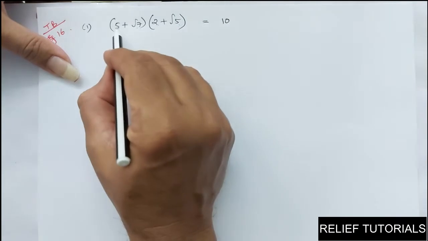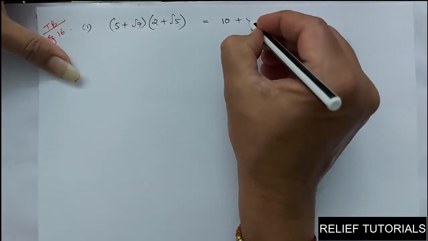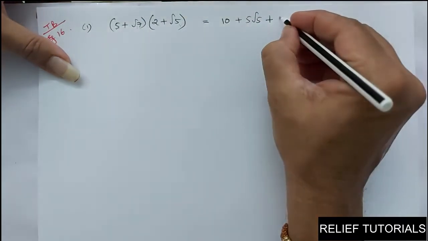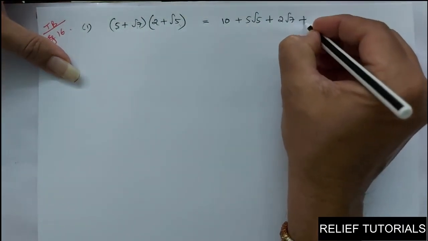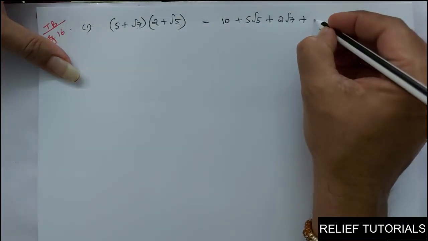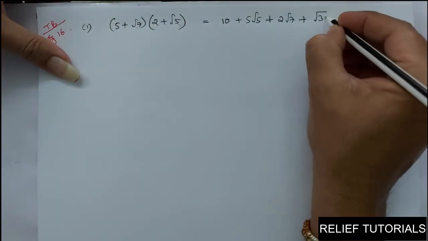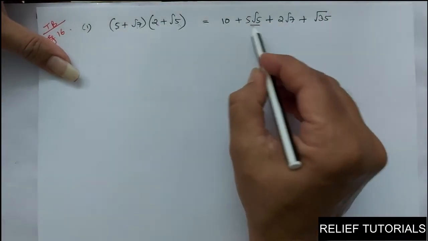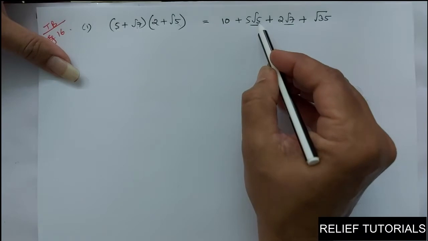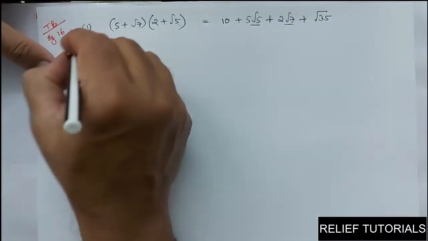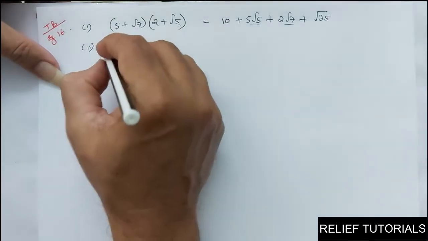5 into 2 is 10. Then 5 into root 5, so plus 5 root 5, plus root 7 into 2, so 2 root 7, plus root 7 into root 5. Root 7 into root 5 is root 35. Here you see this is our answer. These are not like terms. Why? Because here it is root 5 and here it is root 7, so you can't add these two terms. Clear? First one done.